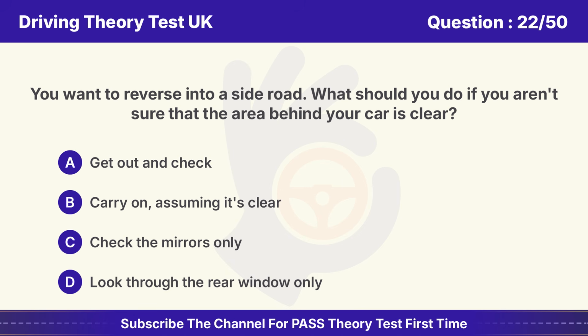Question 22. You want to reverse into a side road. What should you do if you aren't sure that the area behind your car is clear?